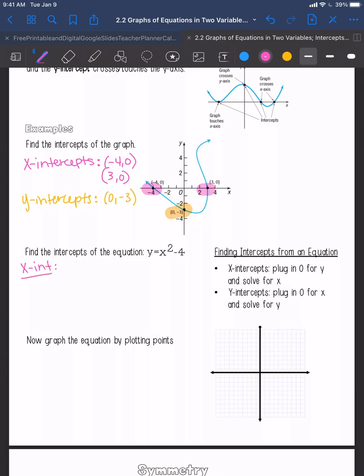So for an x-intercept, you're going to plug in 0 for y. So 0 equals x squared minus 4. We now need to solve for x. I'm going to add 4. So 4 is equal to x squared. We're going to take the square root of both sides. Remember, when you take the square root of a number, the answer is really the positive and negative of whatever the square root is. So our x-intercepts are (2, 0) and (-2, 0).